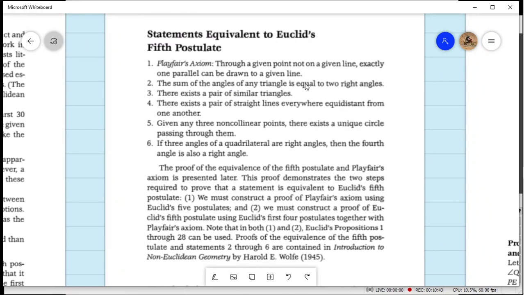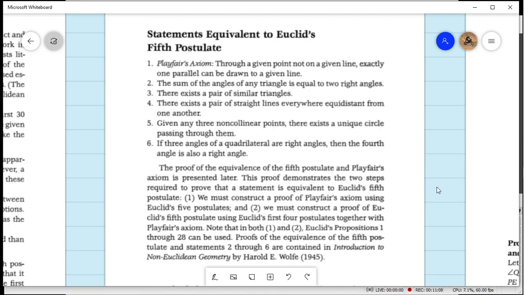Then the sum of angles in any triangle is equal to 180 or two right angles. This is also equivalent to the fifth postulate of Euclid. Then there exists a pair of similar triangles. All of these are actually said to be equivalent to the fifth postulate of Euclid.